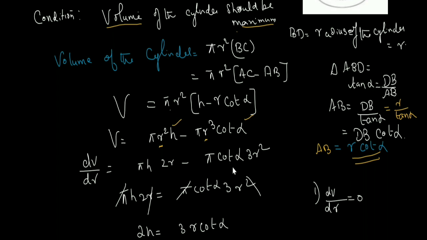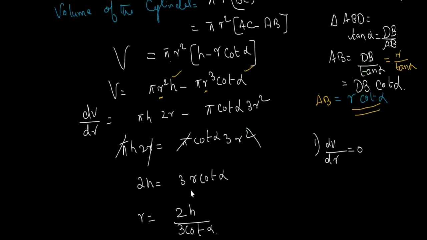Pi cot alpha is a constant. R cube is 3R square. So now we have to equate dV by dr to 0. We have to equate this to 0 to find the critical points.